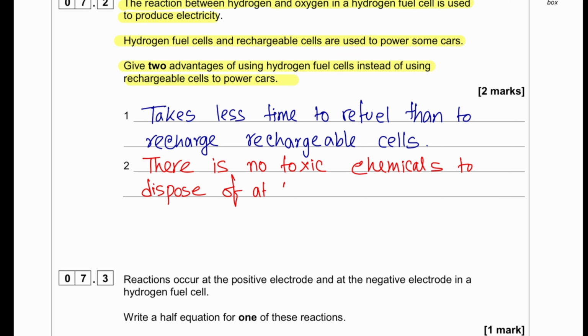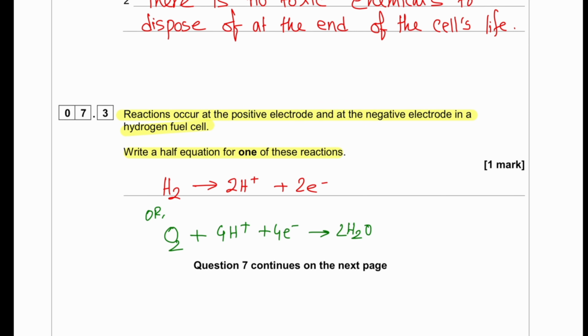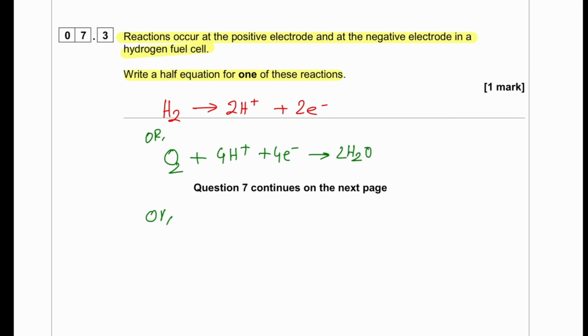We know that in a lithium or rechargeable cell car, the problem is that slowly the battery loses its capacity. Reactions occur at the positive electrode and at the negative electrode in a hydrogen fuel cell. Write a half equation for one of these reactions. To write a half equation, we can write either hydrogen turning into 2H+ ions and giving off 2 electrons, or oxygen accepting 4H+ ions and 4 electrons and turning into water, or oxygen reacting with 2 water molecules and 4 electrons turning into 4 hydroxide ions.